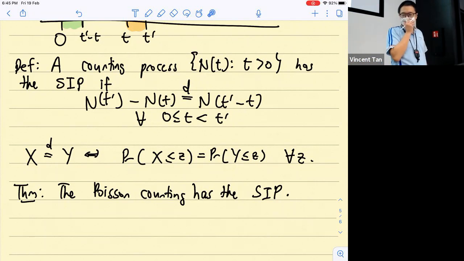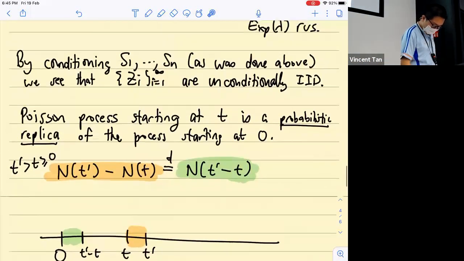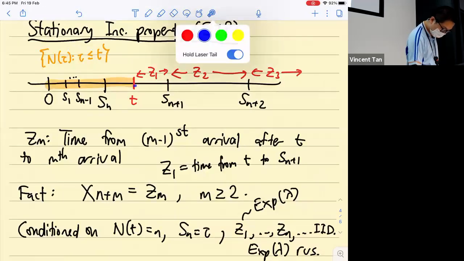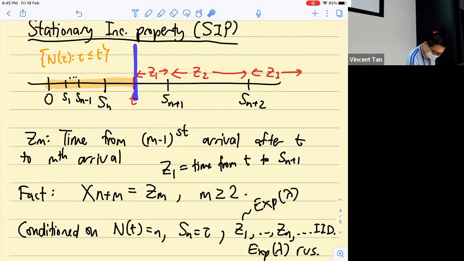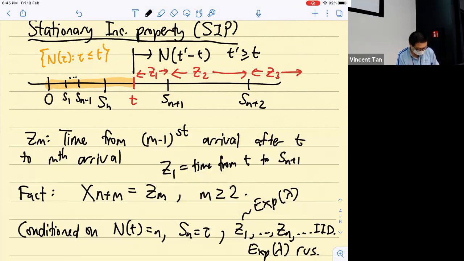Any questions? Any questions from the Zoom people? How to transition from Z to N? Okay, I think I understand. Zheng Tian. All right, so when we look at this process here, we have this bunch of random variables Z. What we can then create now is a new counting process that starts here onwards, and we can call that counting process N of t prime minus t, where t prime is bigger than t. So that is a new counting process that is indexed by t prime. Okay, so that is a new counting process. All right, sorry, this should be N(t prime) minus N(t).